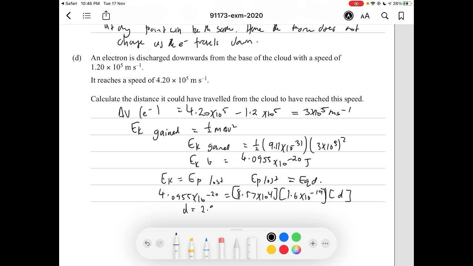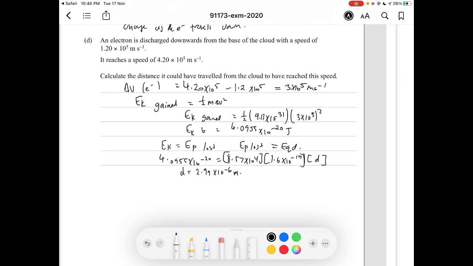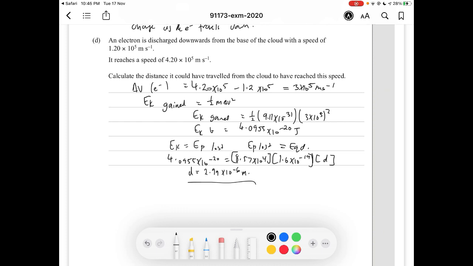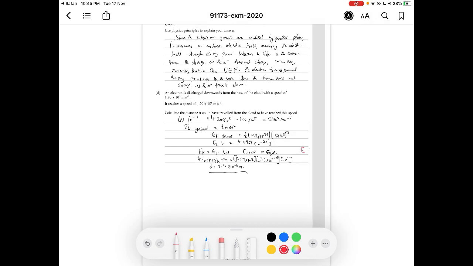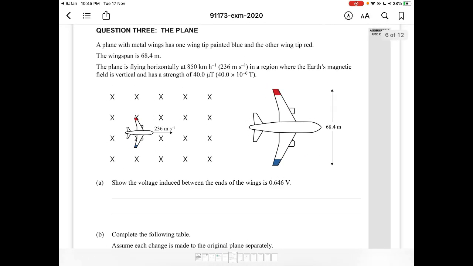Okay, so we should get the distance should be 2.99 times 10 to the power of negative 6 meters. So the distance traveled in particular is 2.99 times 10 to the power of negative 6 meters. And that should be our final answer for this question. And this should be an excellence level question. And this top one should be a merit level question.